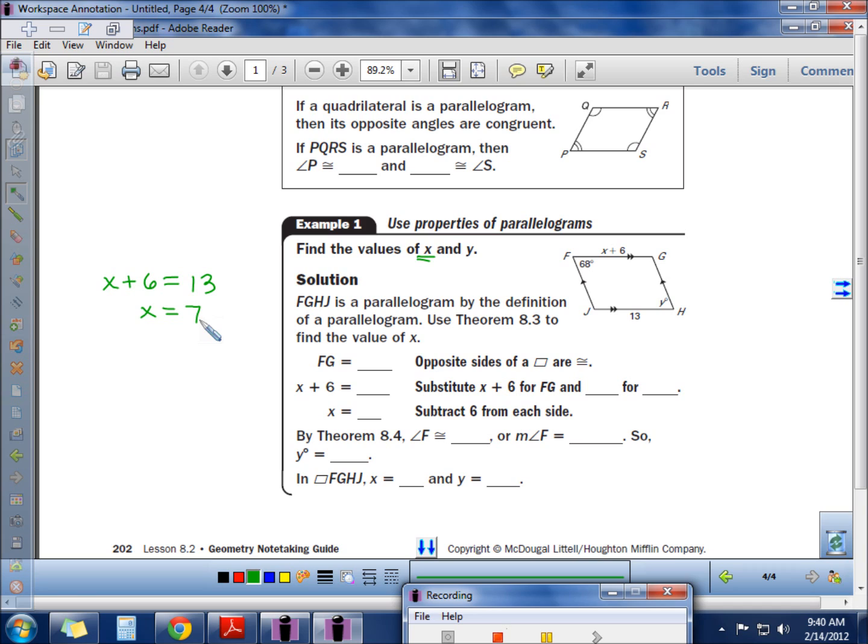Pretty simple concept there. Y is pretty easy too. Y is located over here on angle H. Angle H is congruent to what in the picture? Angle F. Since they're both congruent, then they have the same measure. So the measure of angle Y is 68 degrees. Pretty simple so far.